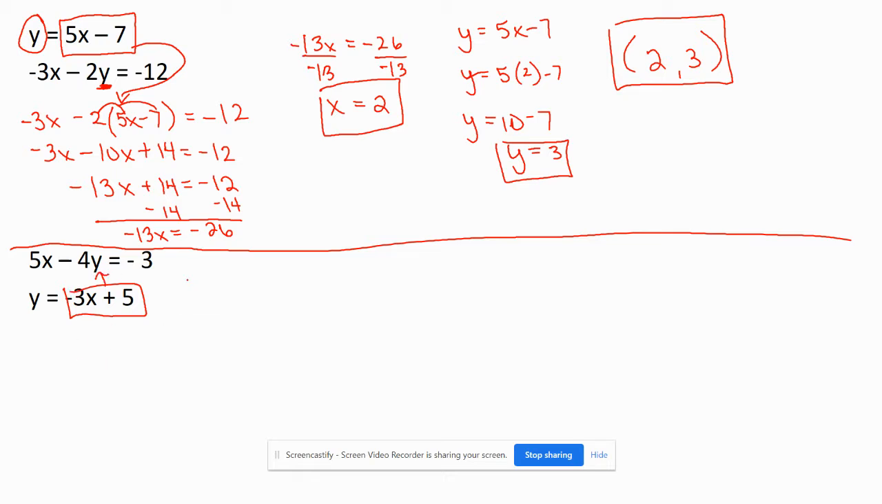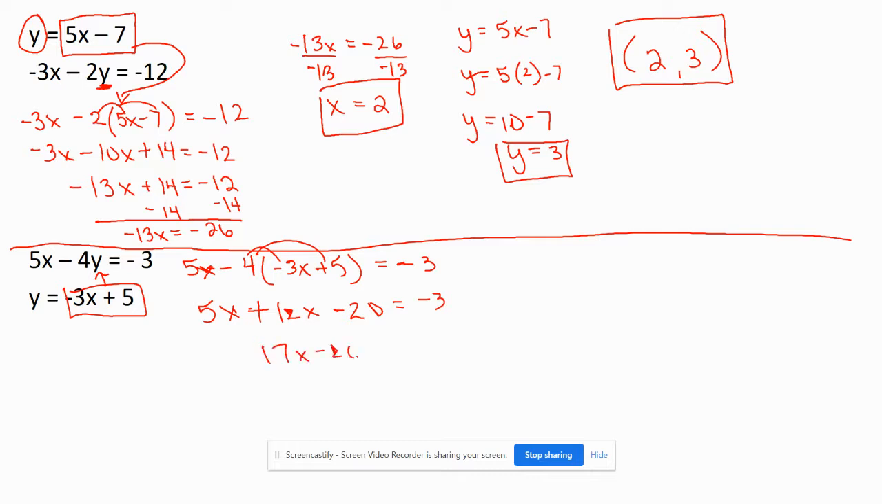So that would give me 5x minus 4 times negative 3x plus 5 equals negative 3. I'm going to go a little faster. You can pause it or rewind it if you have to. 5x, this will be distributed out, which would make plus 12x. And that would be minus 20 equals negative 3. Add the x's, you get 17x minus 20 equals negative 3, plus 20, plus 20.